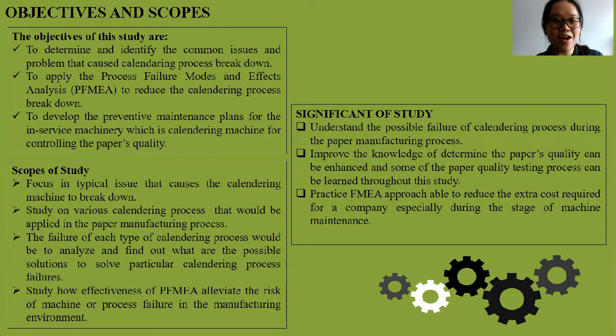Then there is also the significance of why I chose this title as my final year project. Actually, the significance of this study is that I am able to understand the possible failures of the calendaring process during the paper manufacturing process. After that, I am also able to improve my knowledge of determining paper quality, and some of the paper quality testing processes can be learned throughout this study too. In this research study, I am also able to practice the FMEA approach, which can reduce the extra cost required for a company, especially during the stage of machine maintenance.